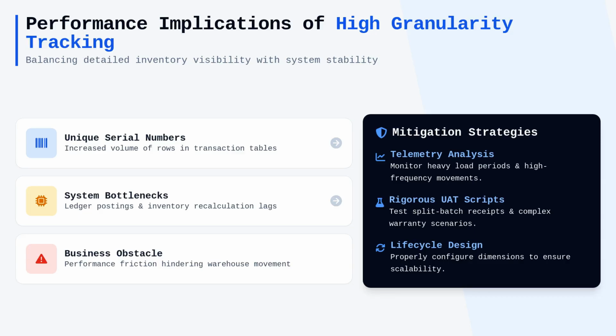Use the telemetry tools available to analyze how the system performs during heavy load periods, especially if you have high-frequency warehouse movements. Functional consultants must design user acceptance testing scripts that account for these volumes and edge cases, such as split batch receipts or complex warranty tracking scenarios. If your configuration does not properly address the life cycle of these dimensions, you will find that the system becomes an obstacle to the business rather than a foundational enabler.